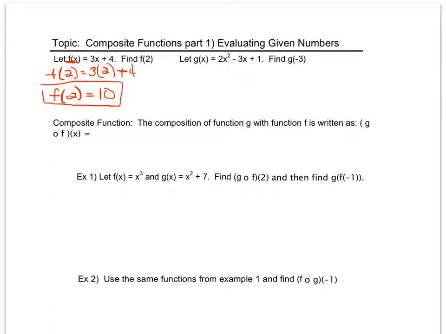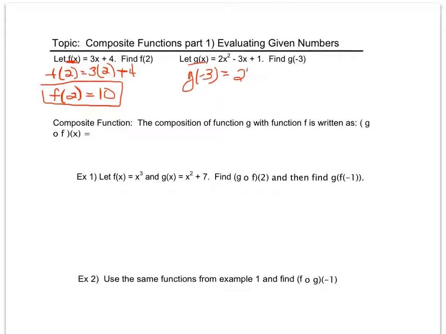Looking at the second one, it's the exact same thing. It's telling me to find g of negative 3. It's not asking me to solve for anything. It's asking me to find or evaluate. So I'm going to go to my function g. Okay, I'm there. Now I'm going to put a negative 3 in for every x value I find.